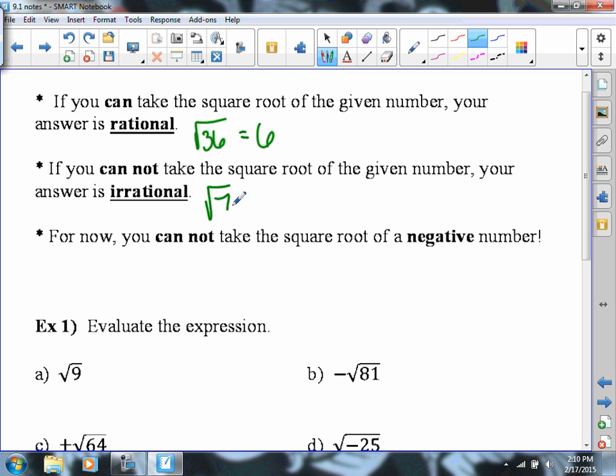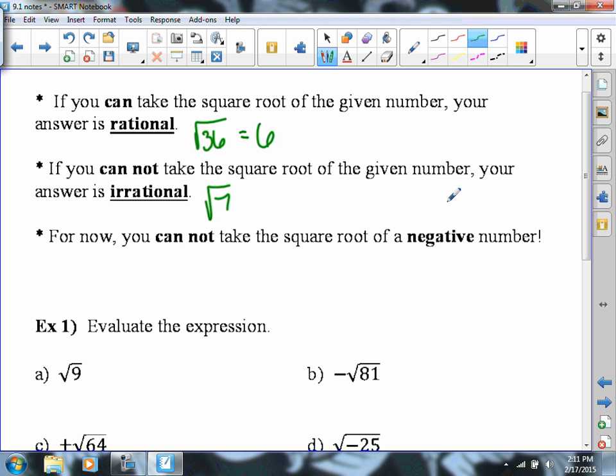Okay? So if you're an irrational person, that means that you don't make sense, you don't make good decisions, you kind of act randomly, okay? And that's kind of what this number does. Square root 7, you can't reduce him. He's a decimal. It's kind of hard to work with sometimes, okay? So that's the difference between a rational and an irrational number.